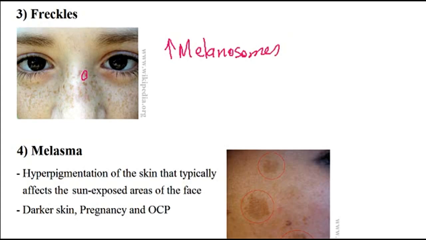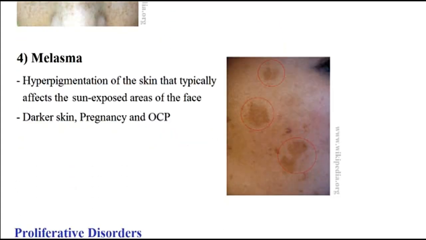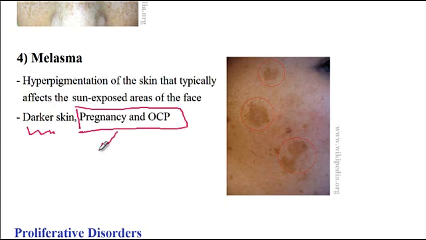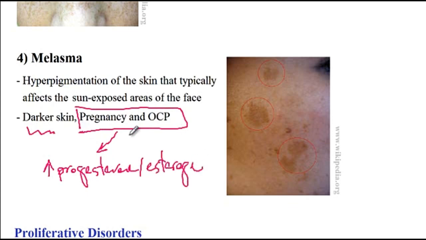The next condition is melasma, where there is hyperpigmentation of the skin that is typically seen in the sun-exposed areas of the face. Risk factors for the development of melasma include darker skin as well as pregnancy and oral contraceptive use, and that is very important. The fact that elevated progesterone and estrogen are associated with the development of melasma suggests that these hormones induce the production of melanin, as a consequence of which it would cause hyperpigmentation.